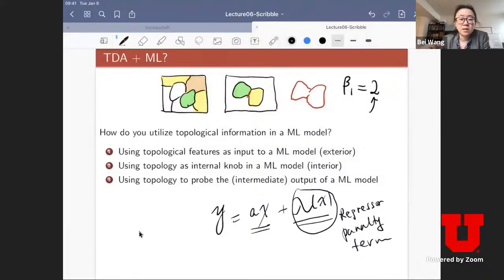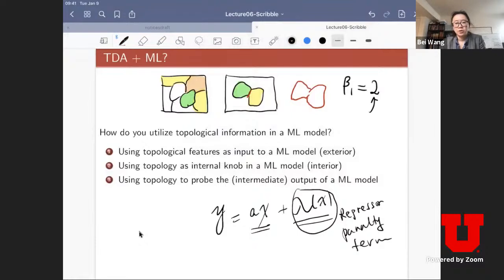The last one is I'm going to use topology to probe the output of a machine learning model, or maybe an intermediate output of the machine learning model. The example is exactly like Topo Act, which we talked about last lecture, where basically I'm probing the intermediate behavior of the model by collecting the activation vectors, right? So I would say this is some sort of interfacing topology with the machine learning model. It's not completely exterior, it's not completely interior. So I put it in the third category.